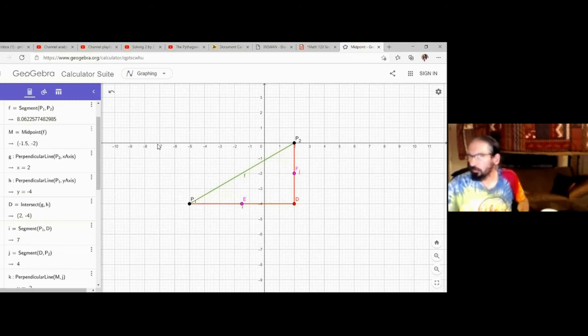D is the point where we get the right angle. Halfway in between is this point E. That would be taking the average of the x coordinates. And similarly, F, halfway in between D and P2. That's the average of the y coordinates.